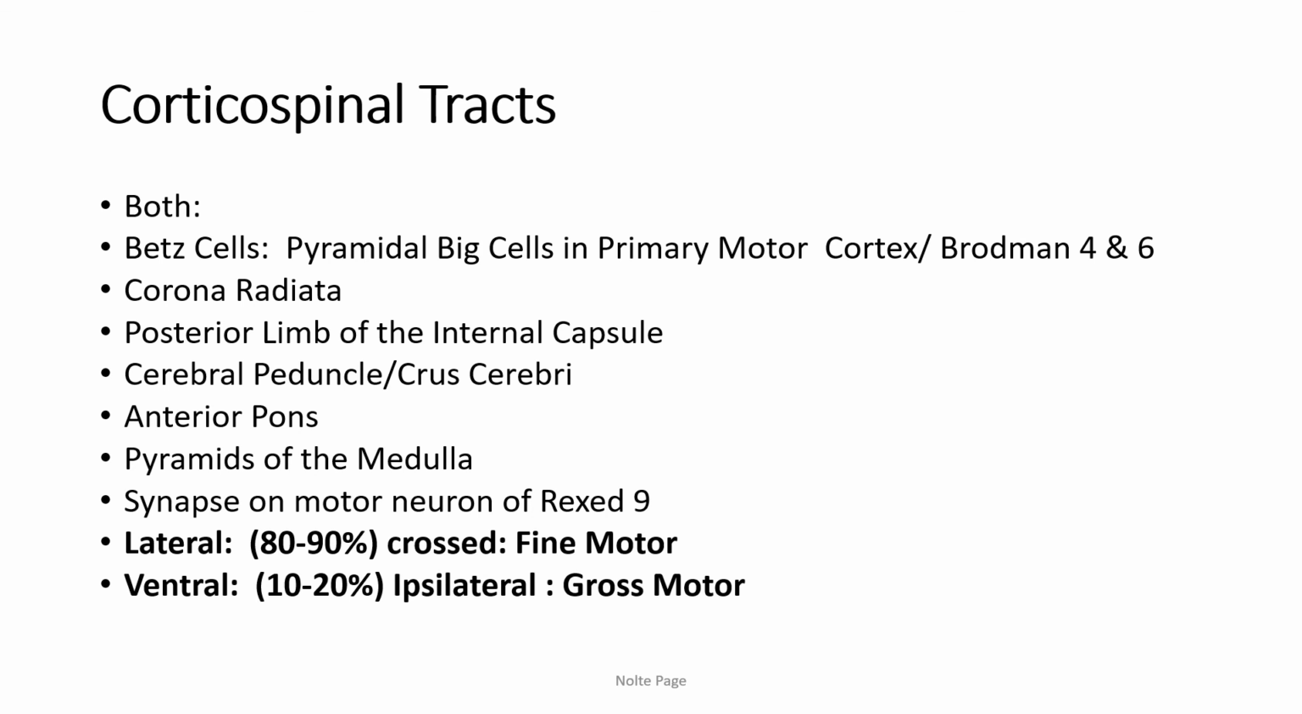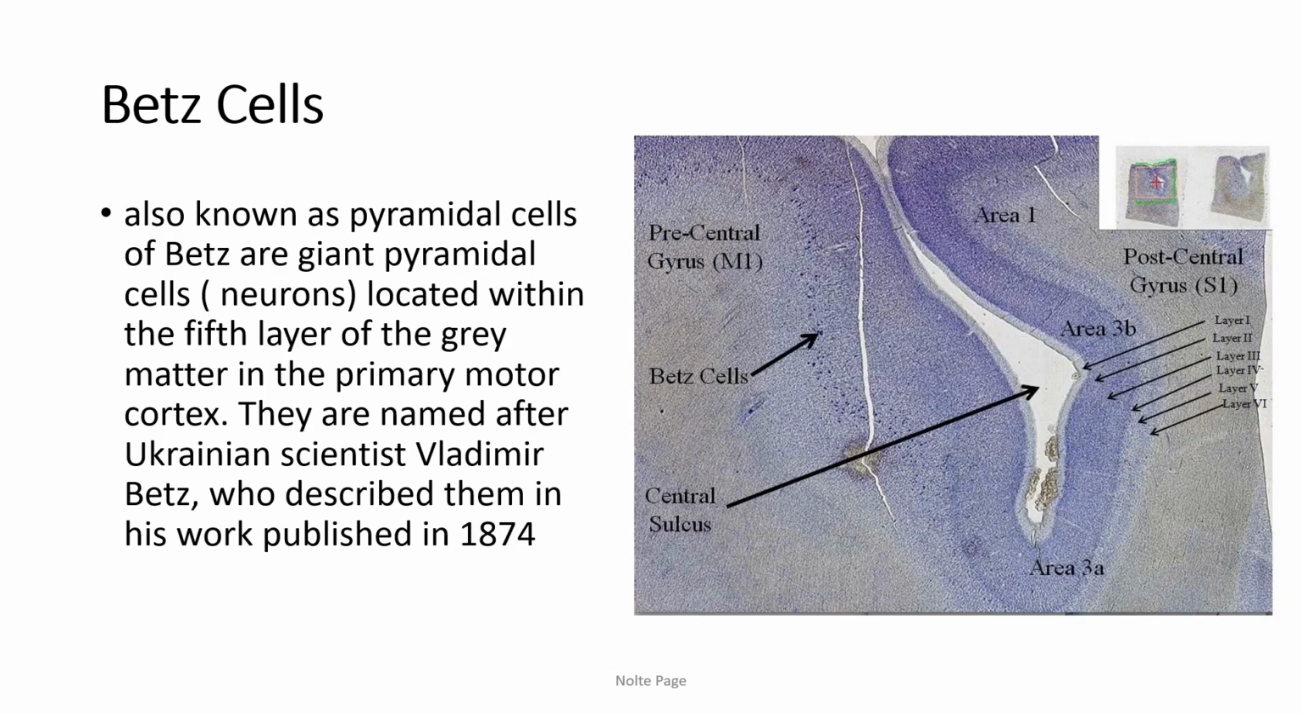And then separately, lateral is going to be crossed, and that's fine motor. The ventral, or 10 to 20% of the fibers here, are ipsilateral, same side, and it's gross motor. Here's a little reminder of the Betz cells and a cool picture of it there on the right for you, and the different layers are even pointed out.